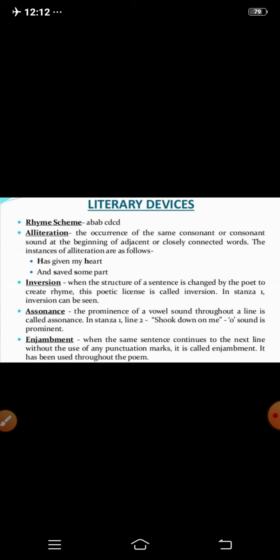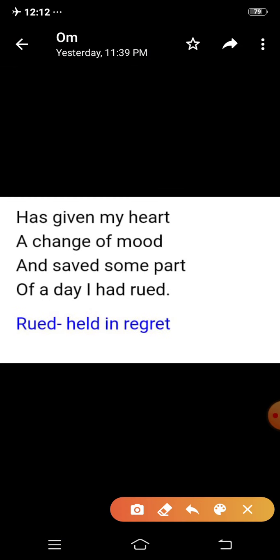Alliteration is the occurrence of the same consonant or consonant sound at the beginning of adjacent or closely connected words. The instances of alliteration are as follows. You can move to the second stanza. In the first line, in has there is an H sound, and in heart there is also an H sound. In this way we can understand that the H sound, which is a consonant, is being repeated. This is alliteration. In the same way you can come to the third line. There is an S sound in save and an S sound in some. This is also a consonant sound, so this is alliteration.